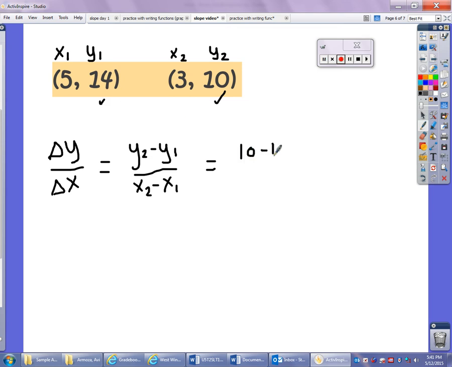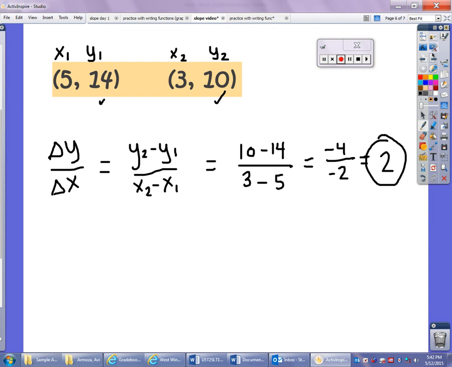So 10 minus 14. Now, since I started with this y, I'm going to start with this x and subtract the x's. 3 minus 5. Now I just have to simplify. 10 minus 14 is negative 4. 3 minus 5 is negative 2. And a negative divided by a negative is a positive, and 4 divided by 2 is 2. So our slope here is a positive 2.